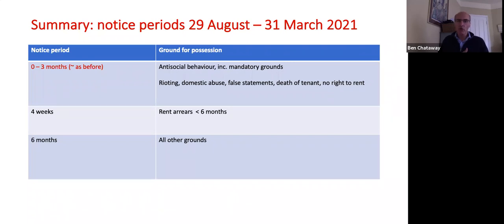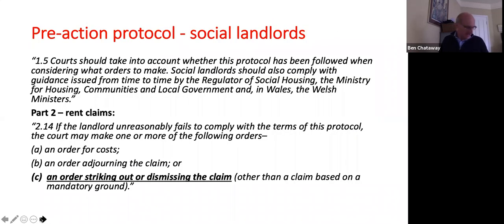And then lastly, you've got all the other grounds, breach of tenancy, other breach of tenancy, and so on. And for those cases, there is now a 6-month notice period. So it's not as complicated as it might seem. That's notices. Now, I want to just talk also about the protocol. And we're all familiar, I expect, with the pre-action protocol that applies to claims brought by social landlords against tenants.